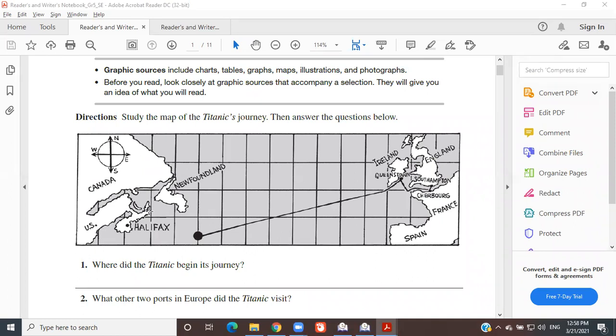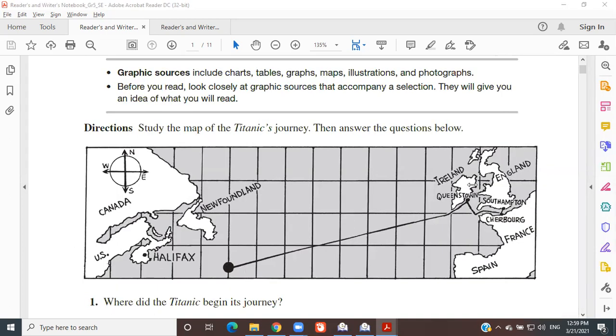Number one, where did the Titanic begin its journey? It began its journey from Cherbourg, France. I couldn't hear you, please. It began its journey from Southampton. Southampton, very good. I'll get you the answers later, guys, but for now, let's concentrate on doing the page.